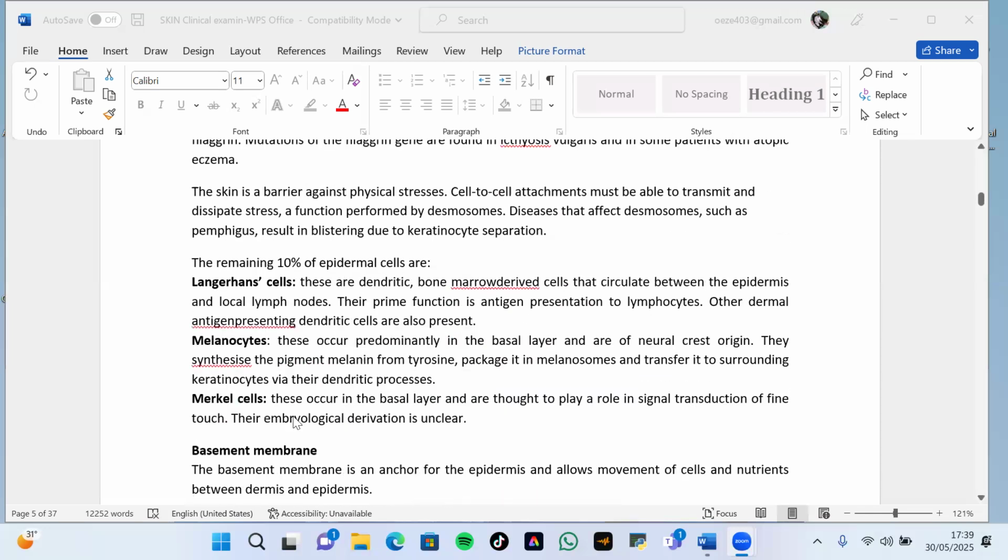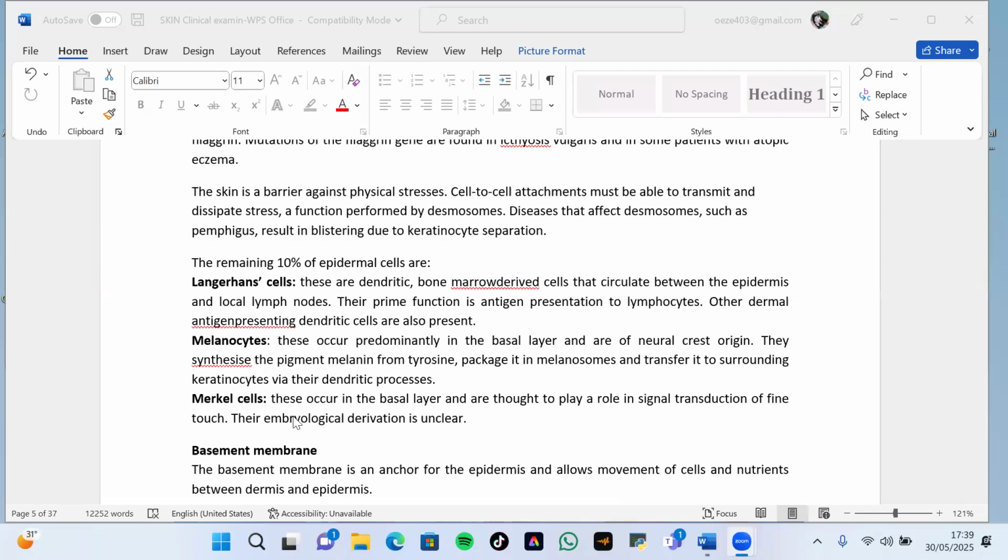Then other cells found in the epidermis. First is the keratinocytes. The second one is the Langerhans cells. The Langerhans cells are more of white blood cells that circulate in the epidermis of your skin and lymph nodes. So what are their primary functions? Their primary function is protection of the skin from invaders.